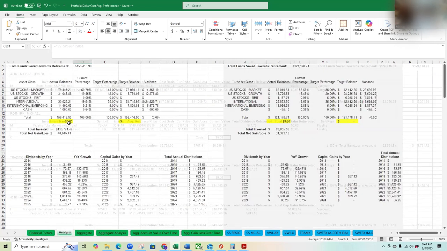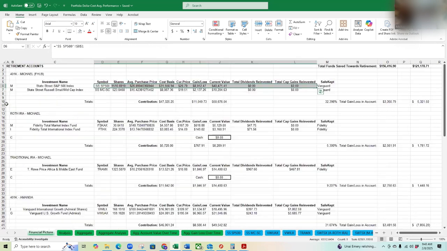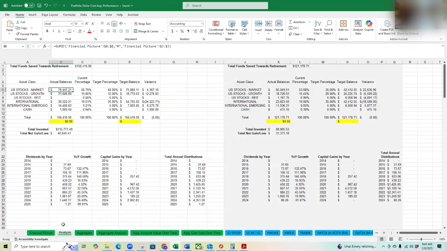Then I have an analysis tab. Remember that M, the C, that's where this comes in. I want to break down how my portfolio is broken up, and these formulas look over at the financial picture to do that. Again, this is broad strokes, and then we can get more in depth.